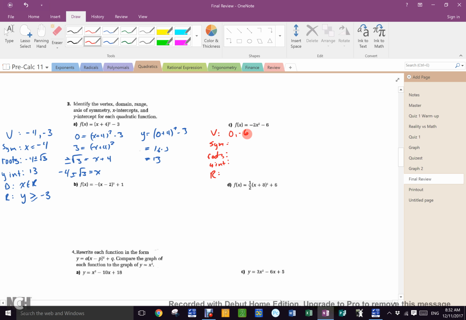What's the axis of symmetry? Yep. What are the roots? The roots are where what? Y equals 0. Oh, cool. Sorry. There are no roots. Well done. Because the vertex is where? Down. And the parabola opens down. Nice. So what's the y-intercept?